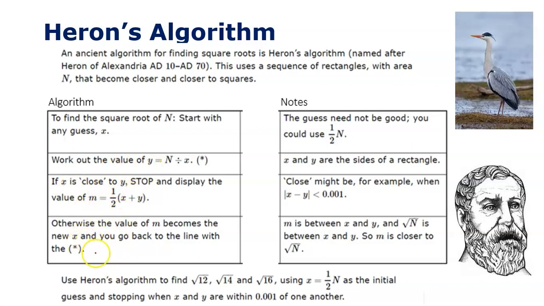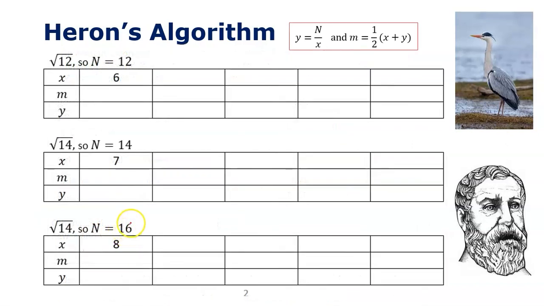But if it's not close to y, we just go back. And you'll notice this goes back to here. And then we use the m as our new x. So let's bear that all in mind, and let's see if we can do this then. So I've written the formulas up here. Y equals n divided by x, and m equals a half of x plus y. So let's start off. Root 12 is what I want to find, so n equals 12.